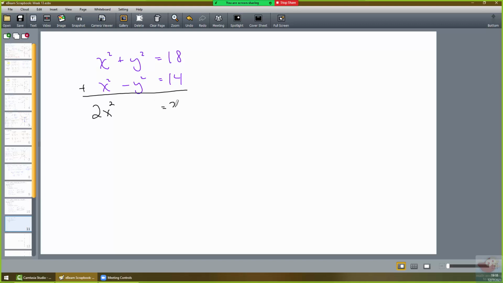On the right-hand side, we get 32. So if 2x squared equals 32, that means x squared equals 16, which means x equals what? Negative 4. There you go. Plus or minus 4. Good.